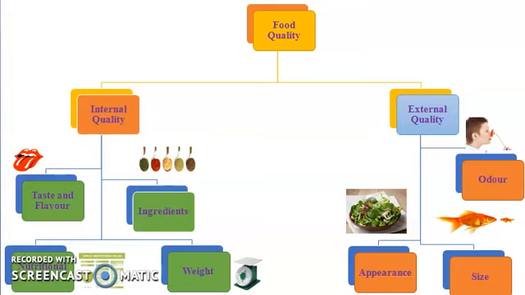Now, under the category of external quality attributes, these are those quality attributes which can be perceived by the consumers without consuming the food, and it includes the odor. The good odor of food depicts its high quality. Next is appearance. Appearance is the most important quality parameter which determines the quality of the food. The more attractive food depicts its high quality and high demand. Next is the size. Food is considered to be of high quality, but this is not always true.